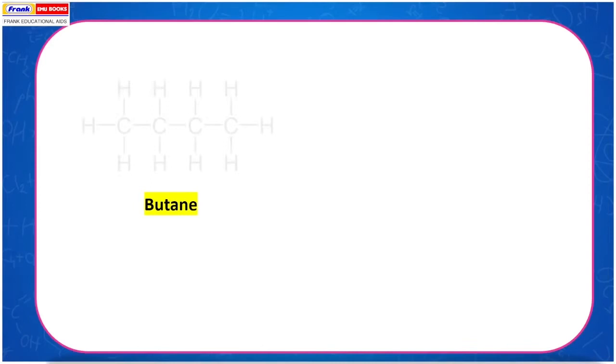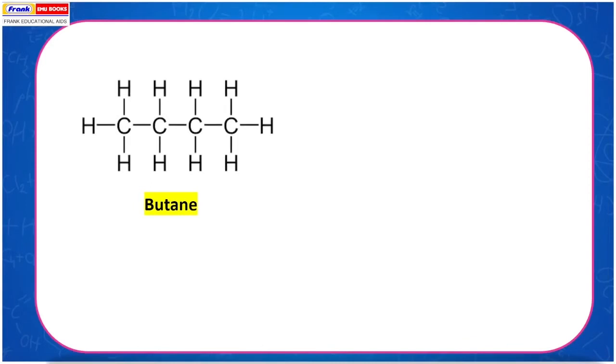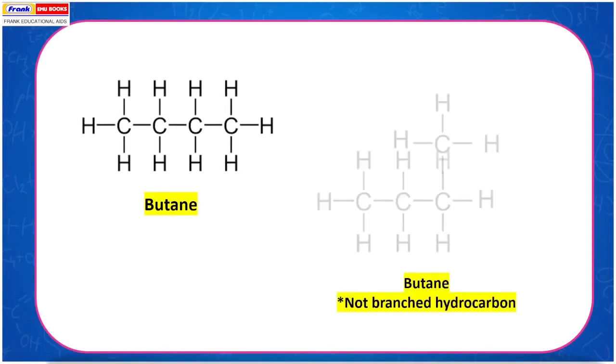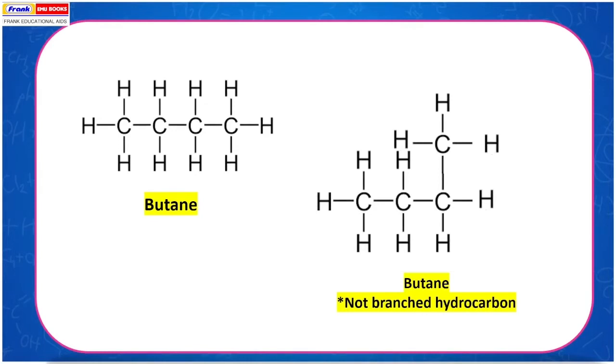Butane, CH3, CH2, CH2, CH3. Another form to represent butane is as follows, in which we observe that the carbon atom on the very right-hand side has been branched and it contains two hydrogen atoms and one CH3 group attached to it.